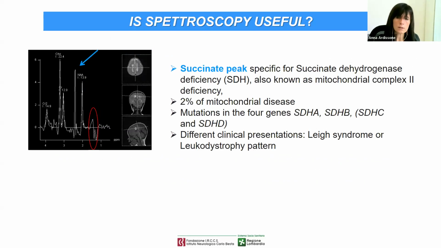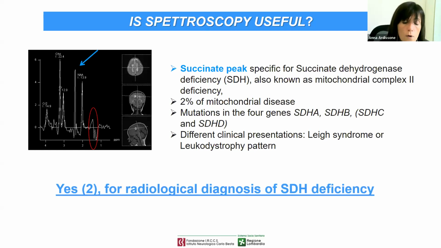A second point to underline about this question is the presence of the succinate peak, which is typical and specific for succinate dehydrogenase deficiency, also known as mitochondrial complex 2 deficiency. It represents about 2 or 3% of all mitochondrial encephalopathies and is associated with mutations in four genes, generally SDHA and SDHB. Succinate dehydrogenase deficiency is associated with different clinical presentations, including Leigh syndrome and leukodystrophy pattern, with the typical succinate peak at spectroscopy. So again, spectroscopy is useful for radiological diagnosis and is specific and pathognomonic for the radiologic diagnosis of succinate dehydrogenase deficiency.